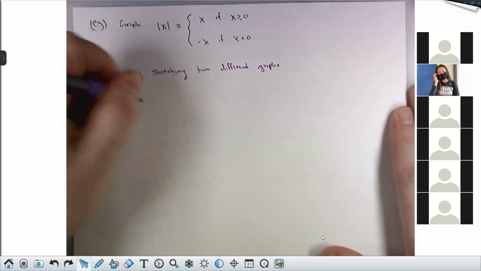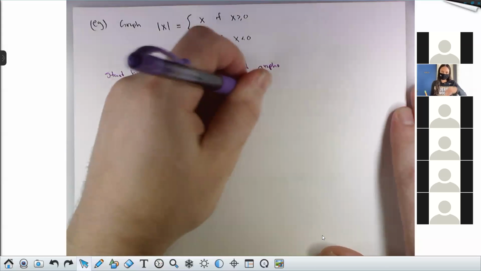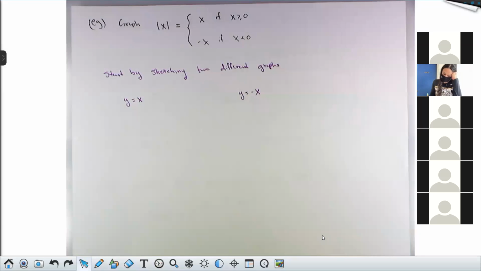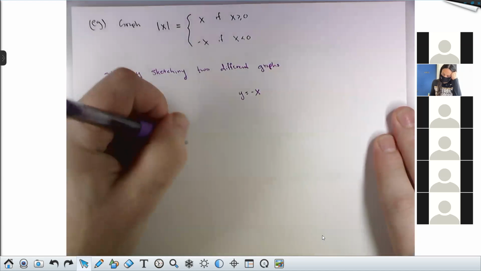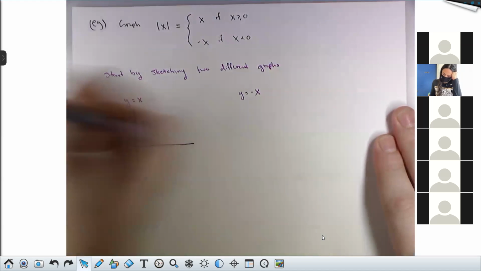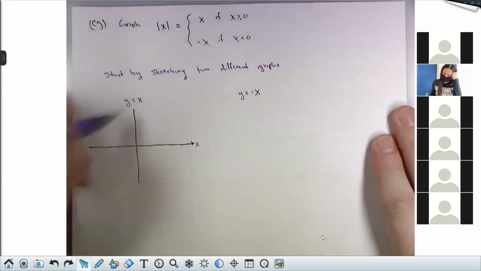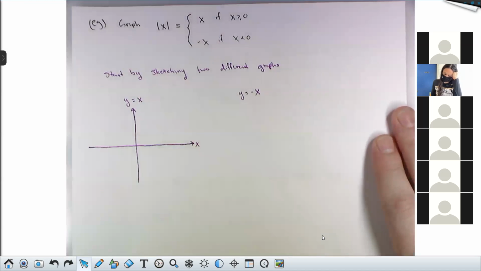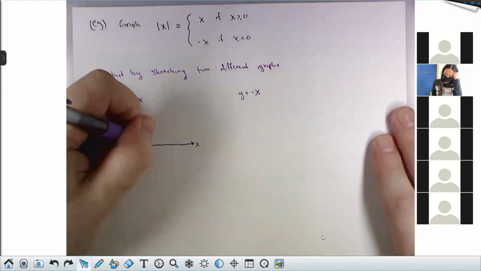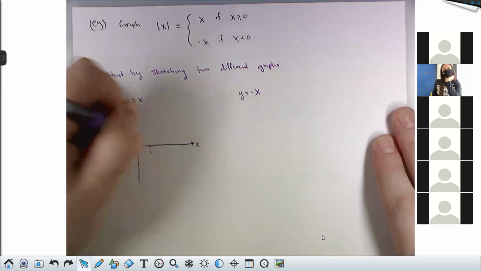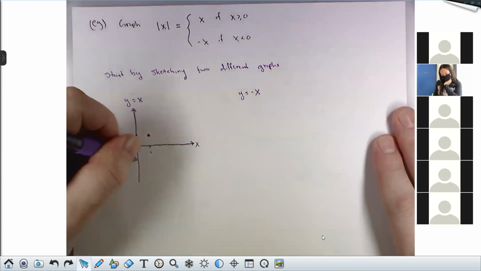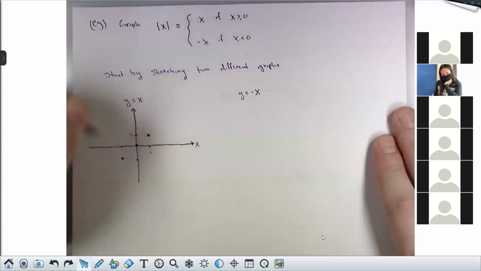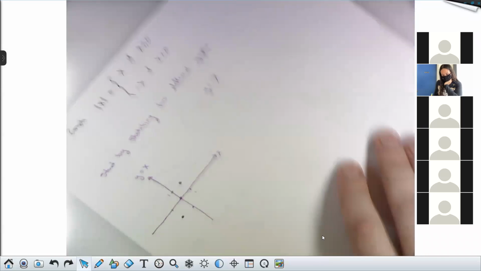Y equals x and y equals negative x. All right. So here's my x-axis and my y-axis for that first one. We all know that y equals x is a line with slope 1 passing through the origin. So it goes through 0, 0, it goes through 1, 1, it goes through -1, -1. All right, here's the line y equals x.